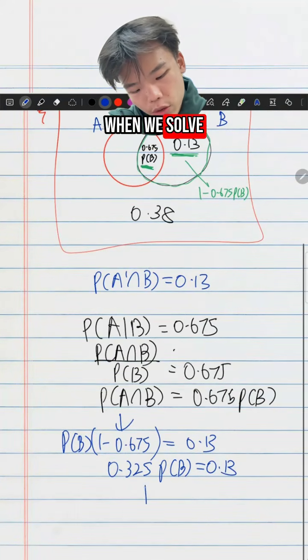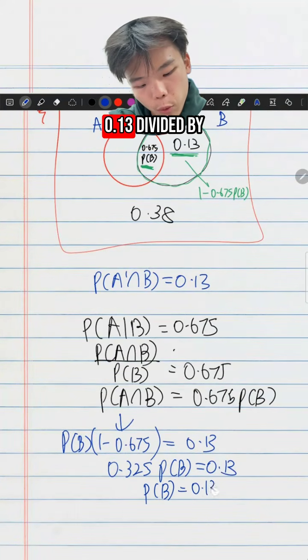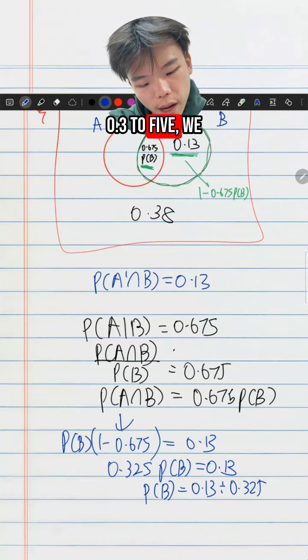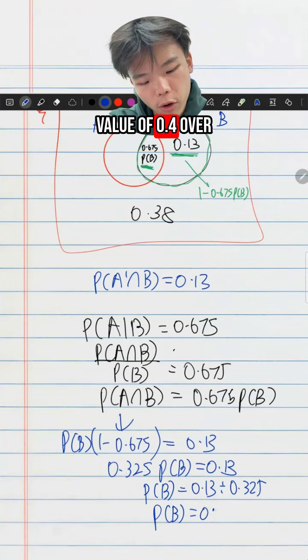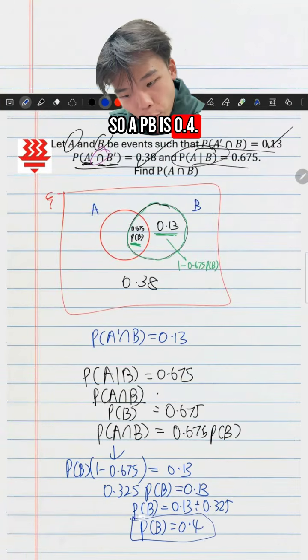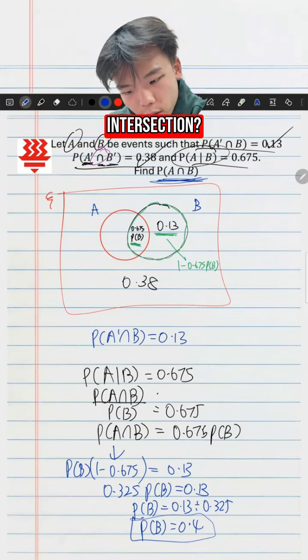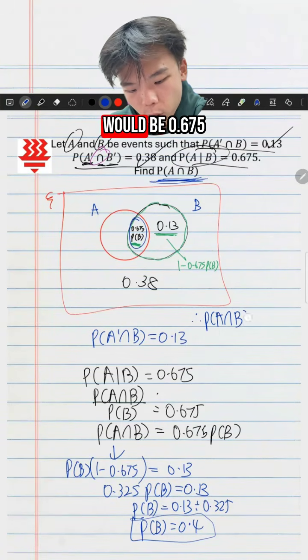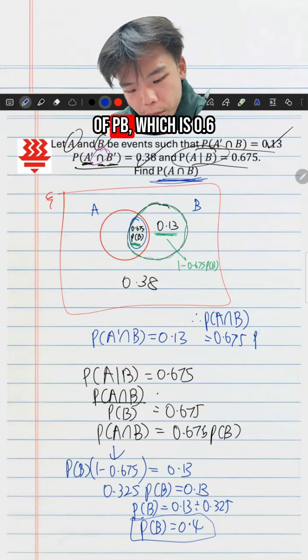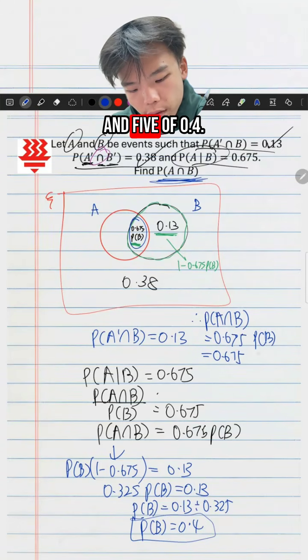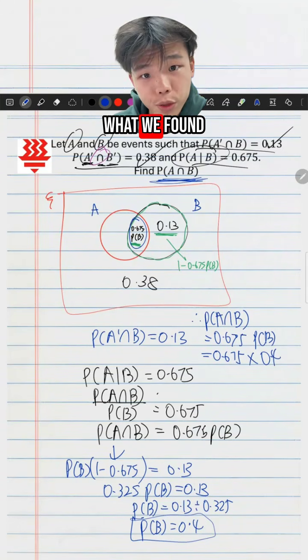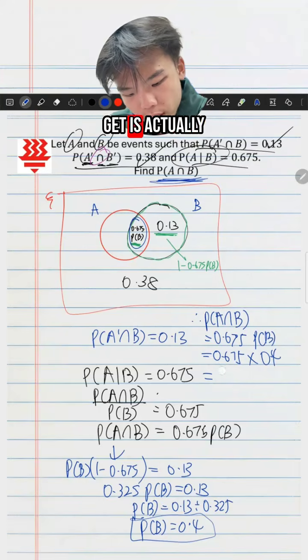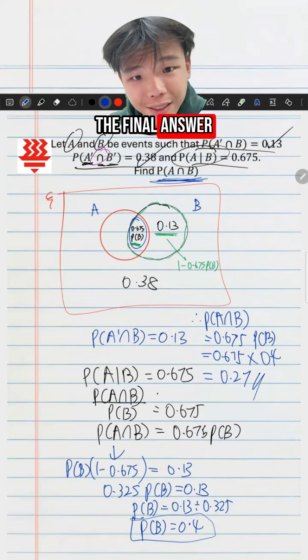So therefore, when we solve for P(B) is just 0.13 divided by 0.325, we actually get a value of 0.4 over here, right? So if P(B) is 0.4, what is the value of the intersection? We know that the intersection is 0.675 of P(B). So therefore, the answer to this would be 0.675 of P(B), which is 0.675 of 0.4, right? Because that's what we found earlier on. So the final answer that we get is actually 0.27. And that's the final answer to this question over here.